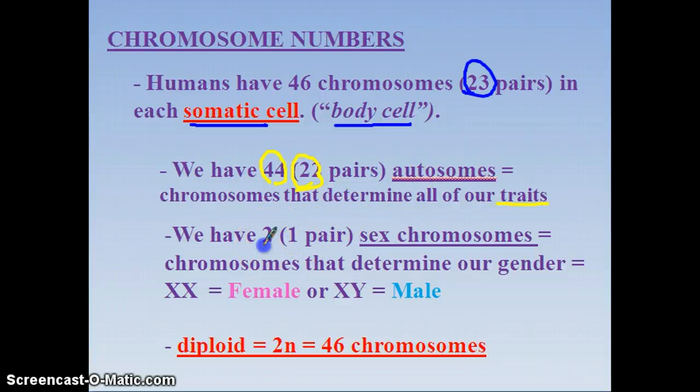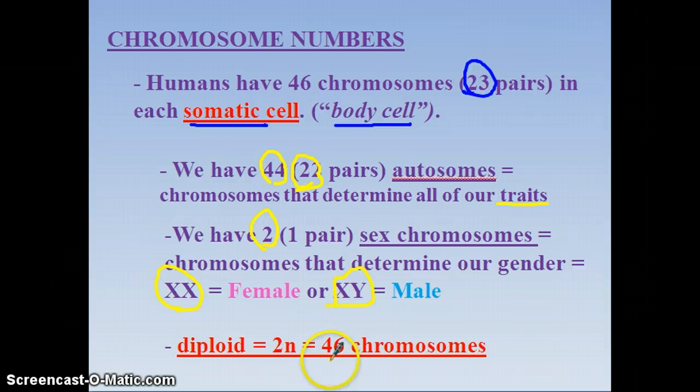We also have 2 sex chromosomes, or 1 pair. 44 plus 2 is 46. 22 plus 1 is 23. The sex chromosomes determine our gender. If we are male, we have XY. If we are female, we have XX.